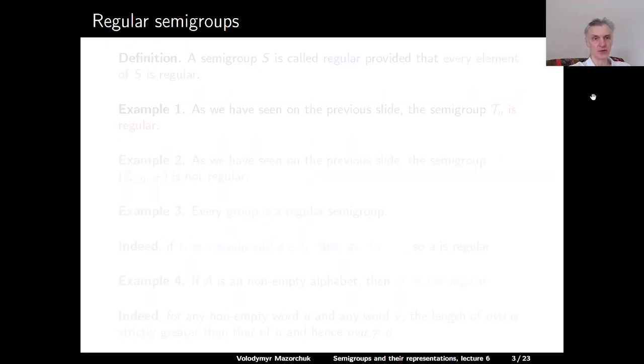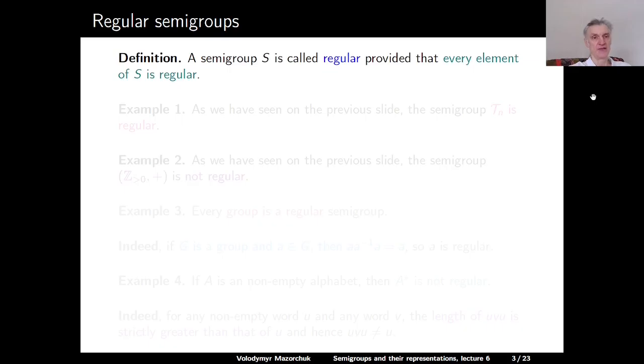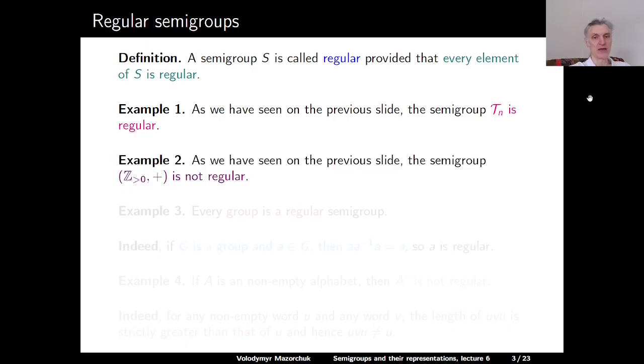Now we can define the notion of a regular semigroup. Definition: a semigroup S is called regular, provided that every element of S is regular. For example, on the previous slide we have proved that the semigroup Tn, the full transformation semigroup on the set 1, 2, and so on up to n, is regular. Example 2. At the same time, we also saw on the previous slide that the additive semigroup of all positive integers is not regular.